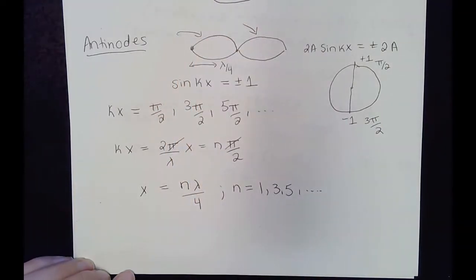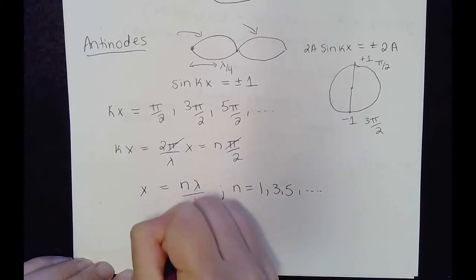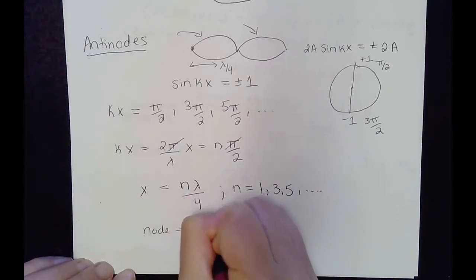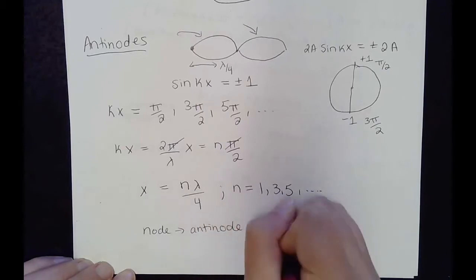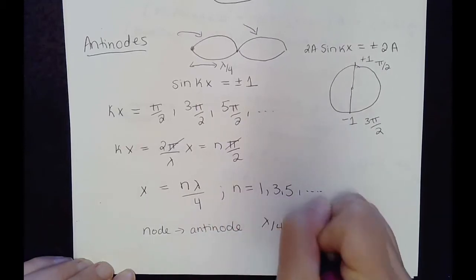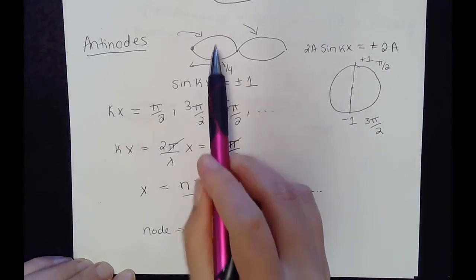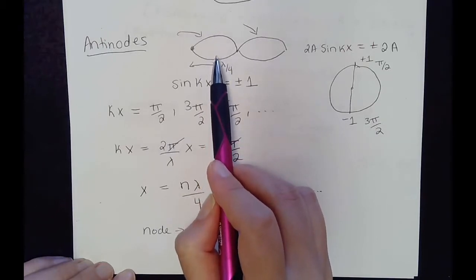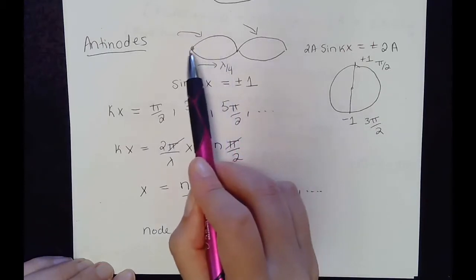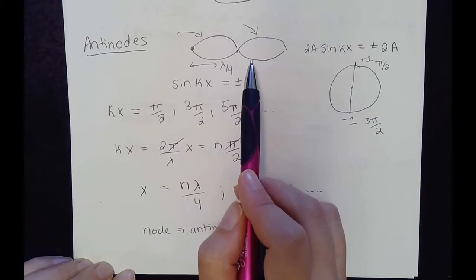So the distance from a node to an antinode is lambda over 4, which makes sense with this diagram that we've drawn, since we're drawing the antinode occurring right in the middle of the distance between two nodes.